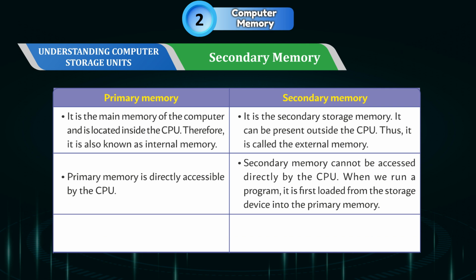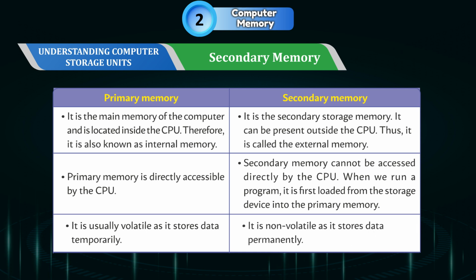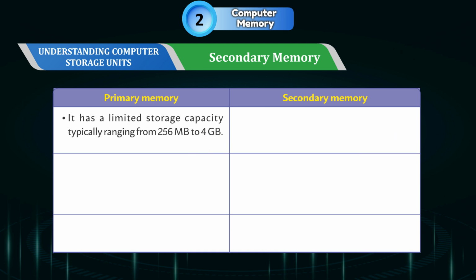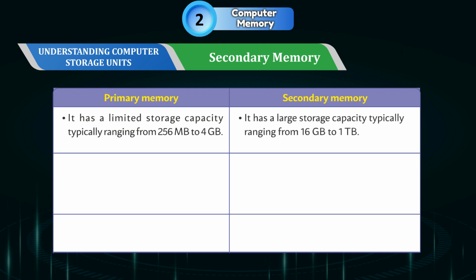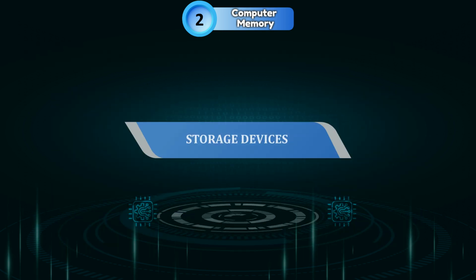When we run a program, it is first loaded from the storage device into the primary memory. It is usually volatile as it stores data temporarily. It is non-volatile as it stores data permanently. It has a limited storage capacity, typically ranging from 256 MB to 4 GB. It has a large storage capacity, typically ranging from 16 GB to 1 terabyte, TB.